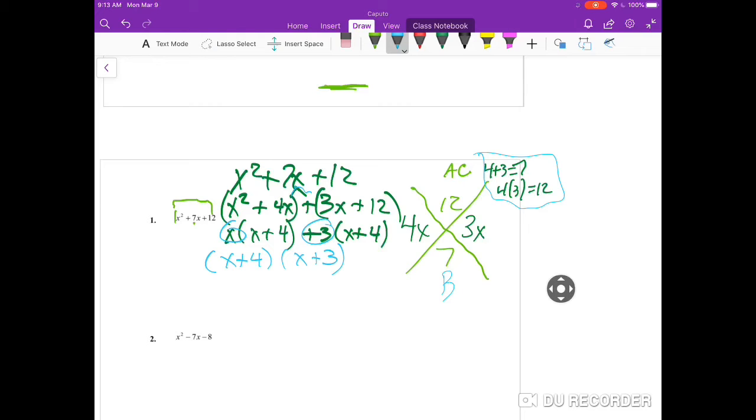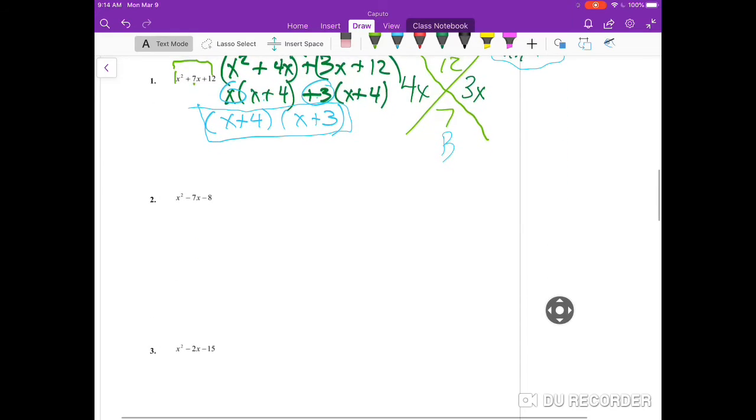I GCF, I pull out an x. I'm left with x plus 4. I pull out a 3. I'm left with x plus 4. Remember that x plus 4 is one factor, and the outside, x plus 3, is the other. So hopefully that one you guys understand. Okay, and that would be what we had been doing in the past. Well, this is a little bit different. I'll show you how this one works.